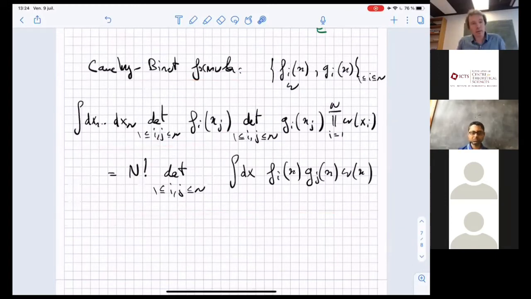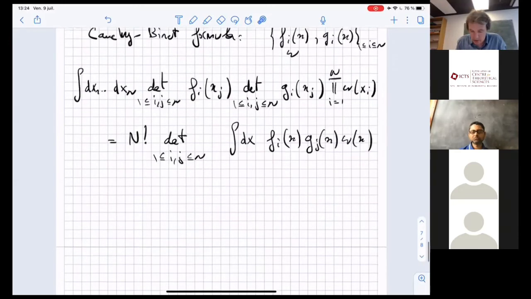And it's very useful in random matrices because, as we have seen many times, we have to deal with such products of determinants, and it can be written as a single determinant. To show this, it is relatively easy if you expand the determinant using the Laplace expansion as a sum over permutations. It's a bit long computation, but at the end it comes out relatively simply.